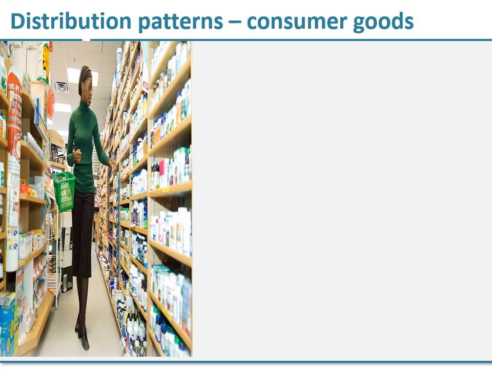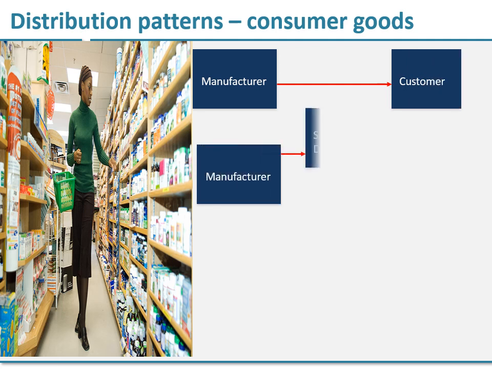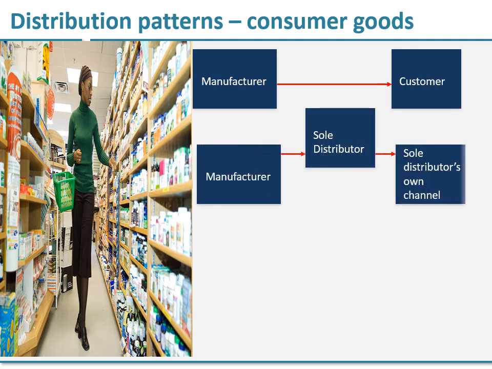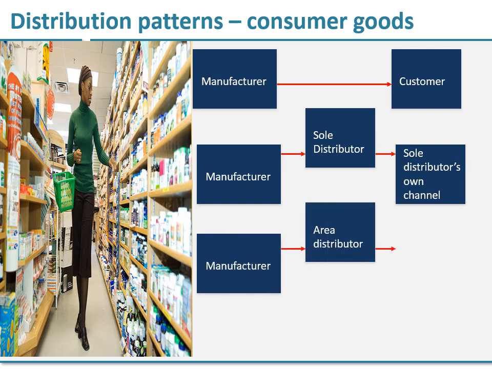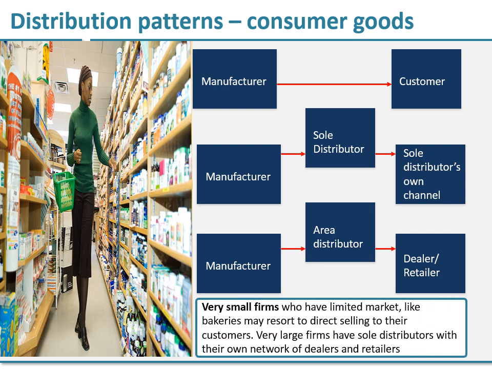Distribution patterns with consumer goods. Manufacturer to the customer; manufacturer to the sole distributor, to the sole distributor's own channel; manufacturer to the area distributor, to the dealer or the retailer. Very small firms who have a limited market, like bakeries, may resort to direct selling to their customers. Very large firms have sole distributors with their own network of dealers and retailers.